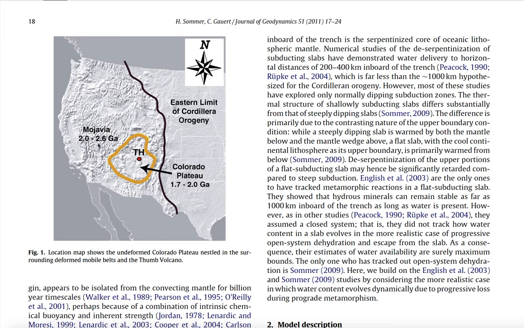These rock units here are very old, 2.0 to 2.6 Ga in age. That means 2.6 Ga is Archean, and 2.0 is Paleoproterozoic. Then we have here the location where I have sampled the rocks. That is the Sump volcano in the Colorado Plateau. The Sump volcano is called the Sump because it looks like a thumb.